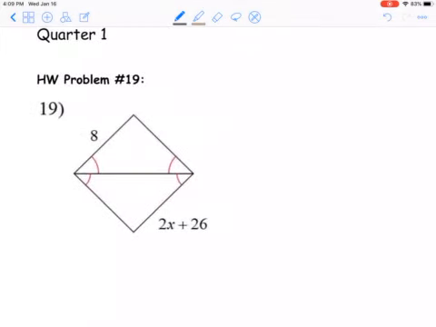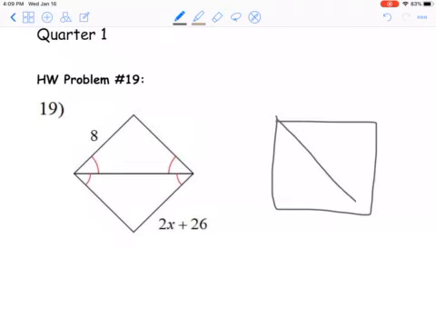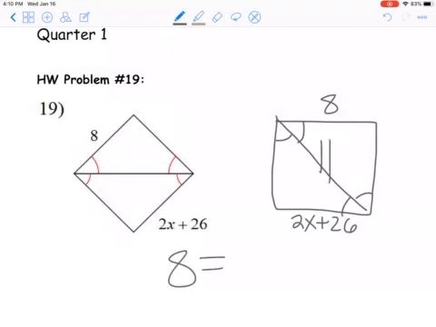Again, it's just using logic. So notice here, if you were to rotate this shape, let's see, we have this. Those are equal, those are equal. So if you rotate this, we have a square. What do we know about opposite sides of a square? They equal each other. So 8 equals 2x plus 26.